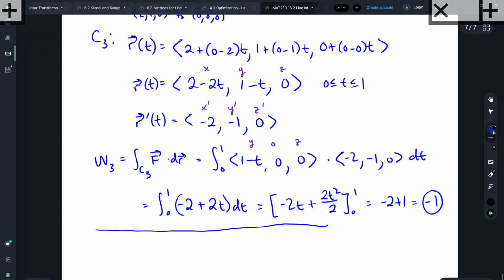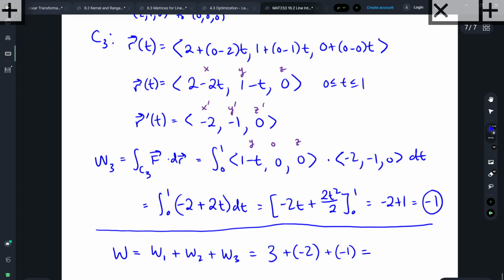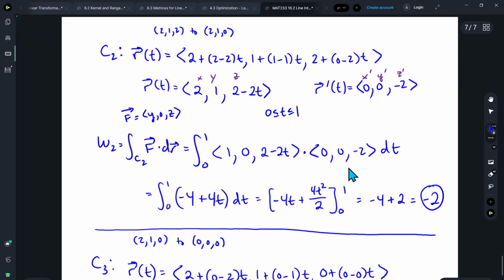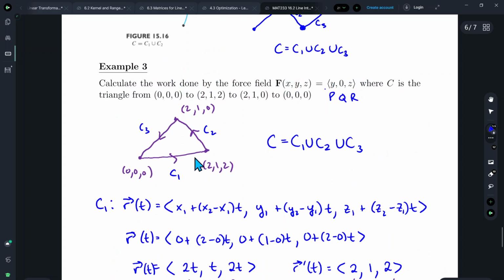And then finally, again, we're interested in the work over the entire triangle. So we just add up all our individual calculations that we did. So if you remember, W1 was 3, W2 was negative 2, W3 is negative 1. So 3 minus 2 minus 1 equals 0. So what happens is that there was no work done over the triangle.